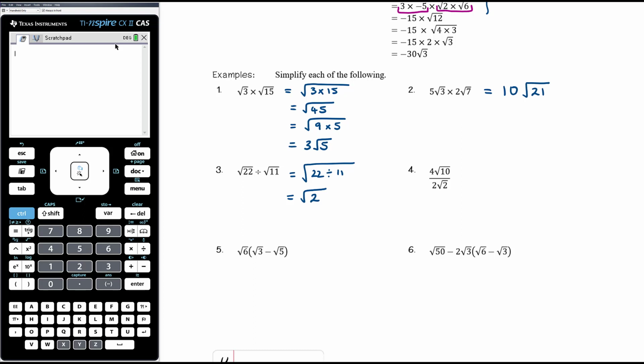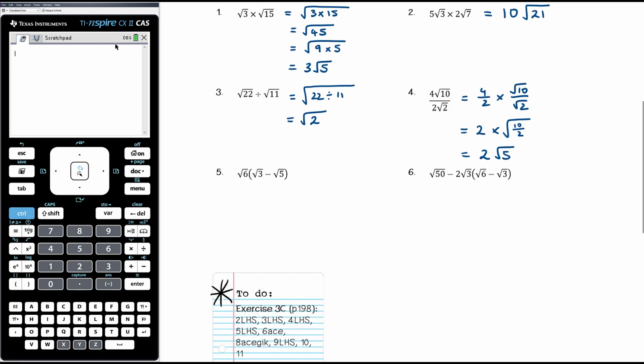Example 4, we've got 4 root 10 over 2 root 2. Again, let's just focus on the numbers and the surds. This is the same as 4 on 2 times root 10 on root 2. That's how fractions work. Okay, so we can just focus on simplifying the surd part and simplifying the number part. 4 divided by 2 is 2. Root 10 on root 2 is square root of 10 on 2. And so we have 2 root 5. Root 5 being in simplest form.